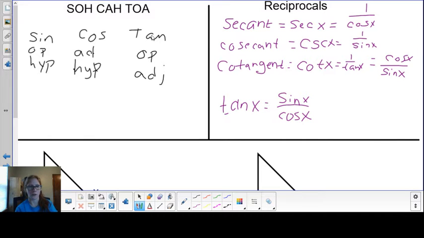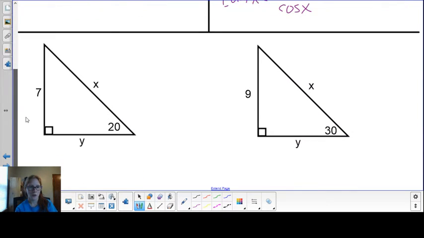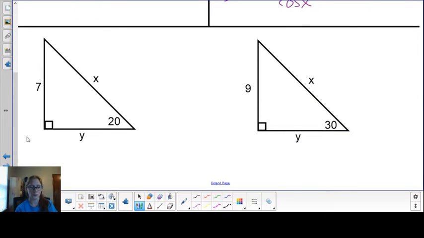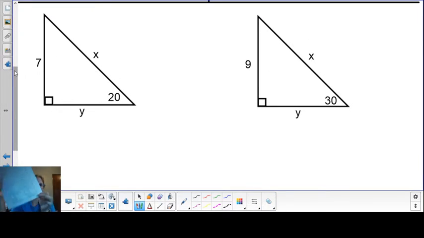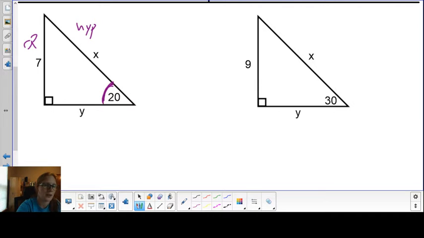Well, keeping with our SOHCAHTOA, we're going to use the reciprocals here in a minute, but keeping with our SOHCAHTOA, we're going to go ahead and find my x and y values. I know you don't have the most amount of room, but you have enough room. So let's go ahead and focus at my angle of 20. And focusing on 20, I know that 7 is my opposite side, my x is my hypotenuse, and my y is my adjacent. So what do we want to find first, x or y? Doesn't matter.